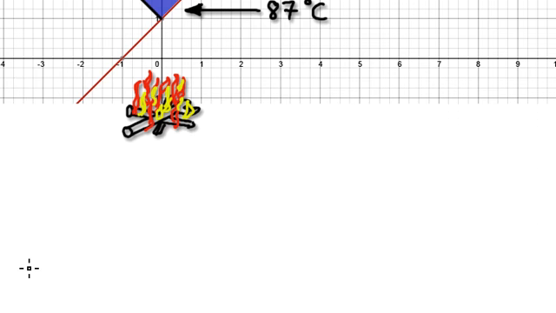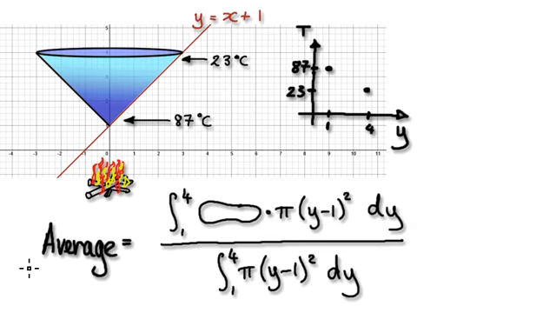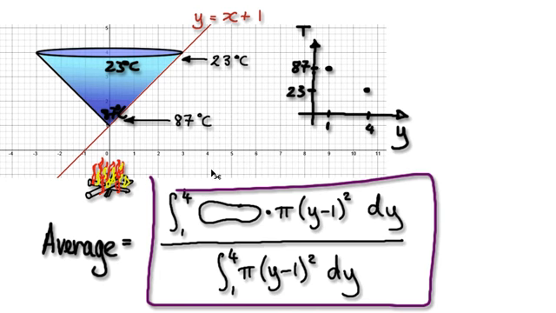Okay, so to do this, there's an easier way of doing this, but let me show you the hard way first, because I want to illustrate a concept to you. So now the hard way, right at the end, I will show you the easy way, maybe in the next video. So the average temperature here, don't forget at the moment it is 87 degrees Celsius down here, and up here is 23 degrees Celsius. The average temperature would be you evaluating this.